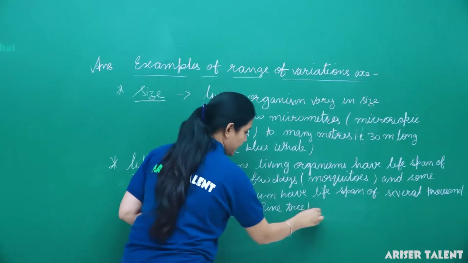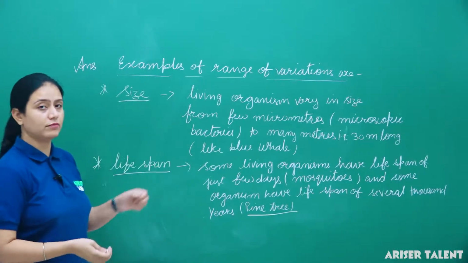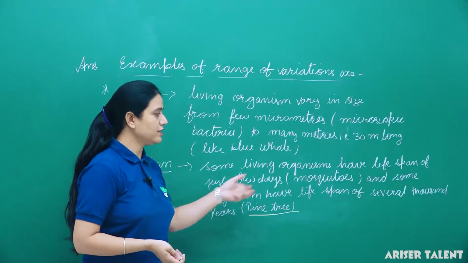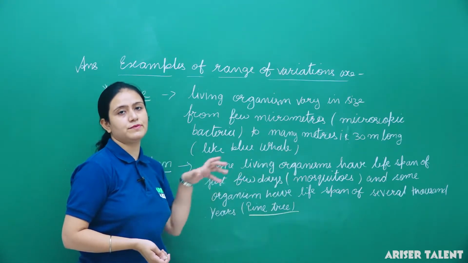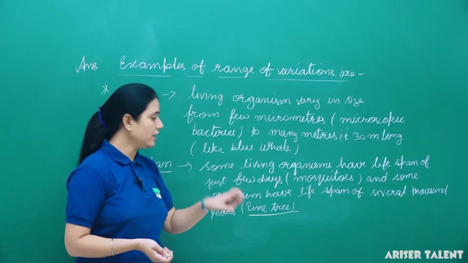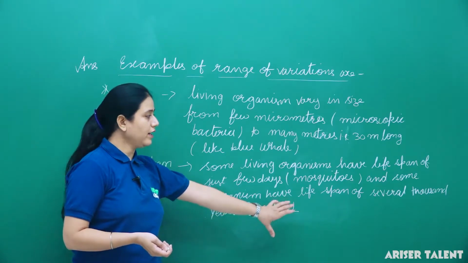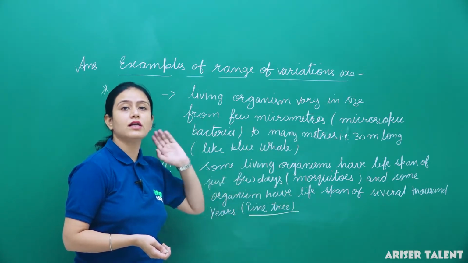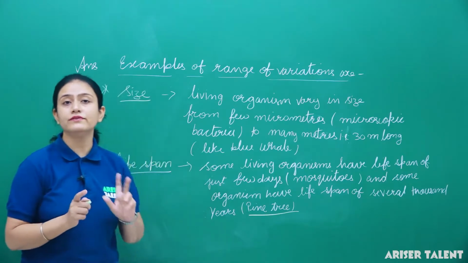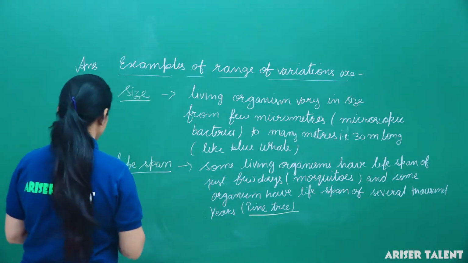Okay, so variation of lifespan is like a living organism such as a mosquito, which has a lifespan of only a few days, compared to a pine tree, which has a lifespan of several thousand years. So there is variation of lifespan too. Next is color.